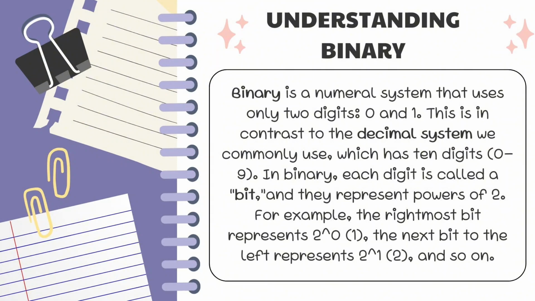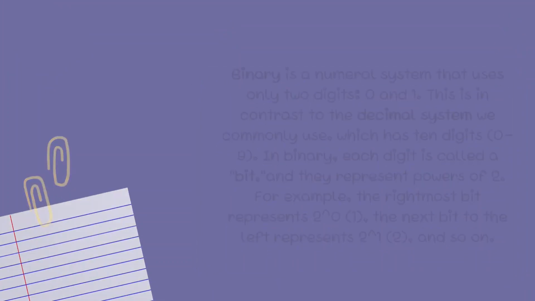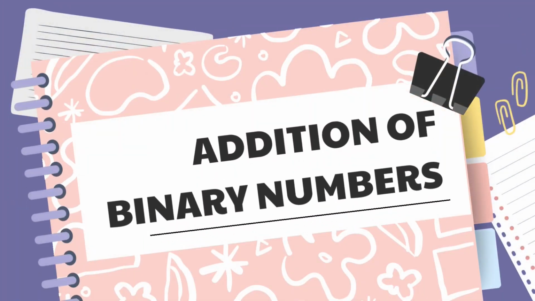Binary is a numeral system that uses only two digits, 0 and 1. This is in contrast to the decimal system we commonly use, which has 10 digits, 0 to 9. In binary, each digit is called a bit and represents powers of 2. For example, the rightmost bit represents 2 raised to the power of 0, which is equal to 1. The next bit to the left represents 2 raised to the power of 1, which is equal to 2, and so on. Now let's start computing for addition in binary numbers.